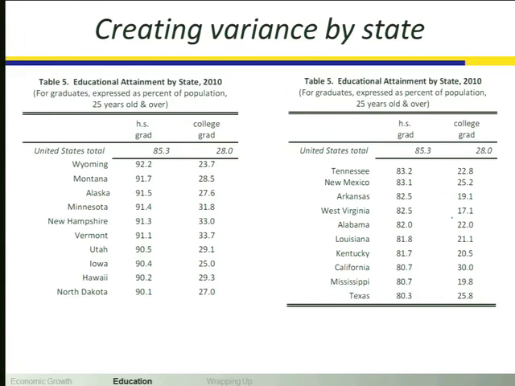Bottom 10 states, from the worst to the 10th worst, from the bottom up: Texas, Mississippi, California, Kentucky, Louisiana, Alabama, West Virginia, Arkansas, New Mexico, and Tennessee.